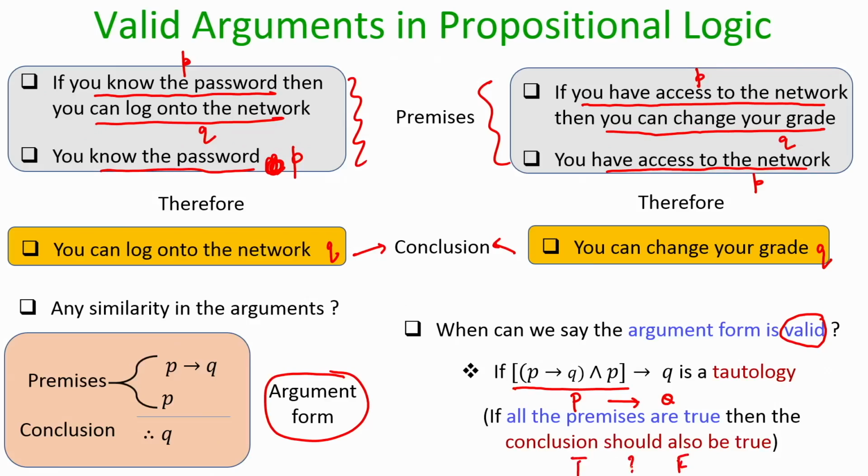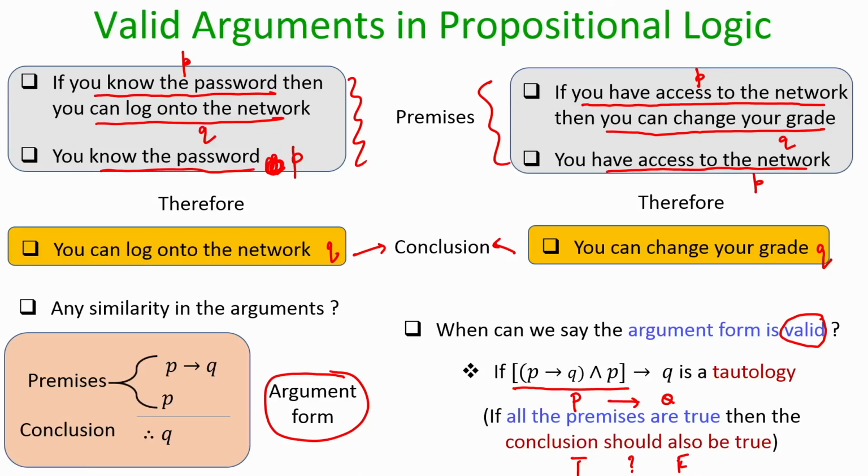So, I have to verify whether this is happening, whether if it so happens that capital P is true, but capital Q is false, then I cannot say that capital P implies capital Q is a tautology, in which case I will say my argument form is invalid. So, that is my definition of valid argument.